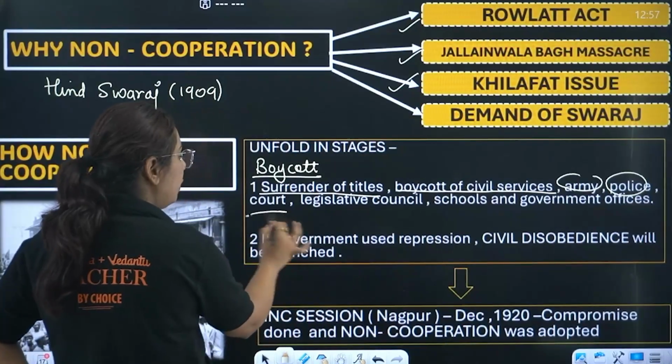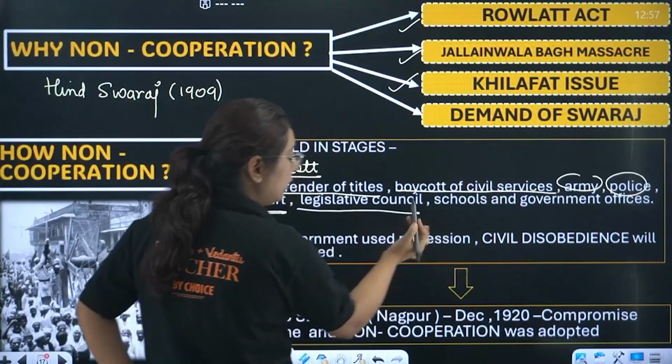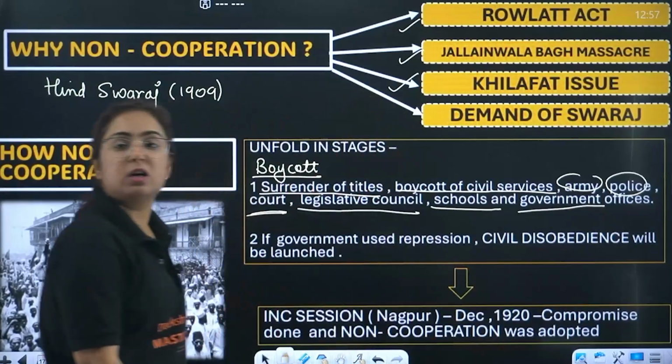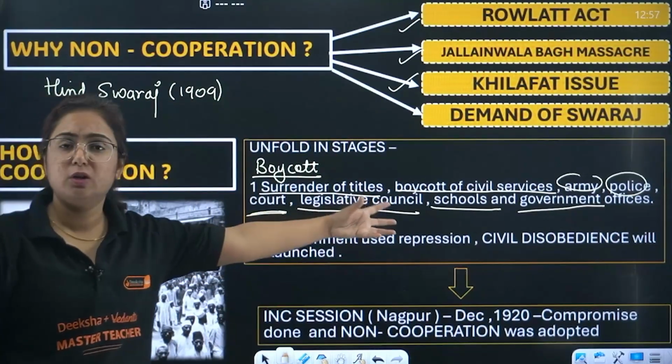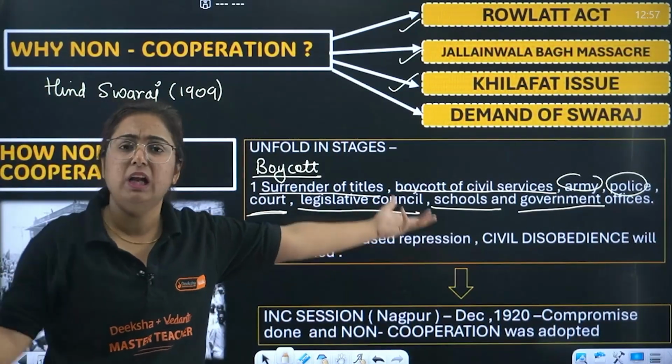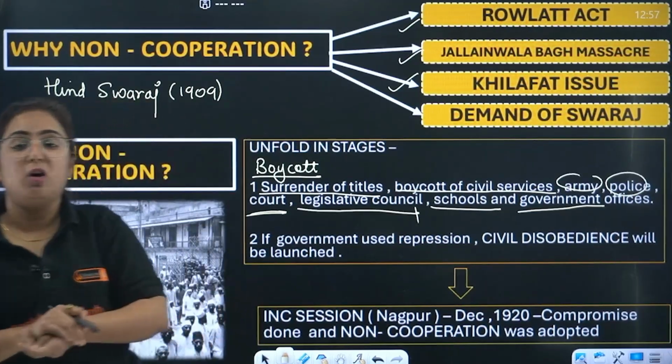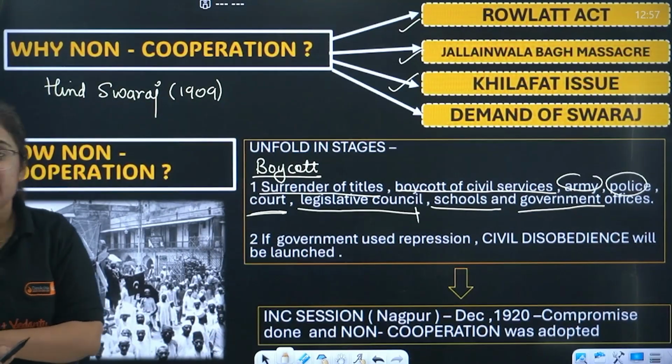Indian people, don't go to courts. Boycott the legislative councils. Stop going to schools. Stop going to government offices. Teachers will not go to teach in the British schools, then students will not go to the schools. This is what boycott means. Okay, is it clear or not?